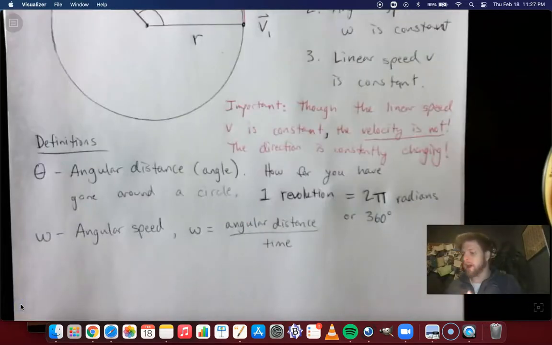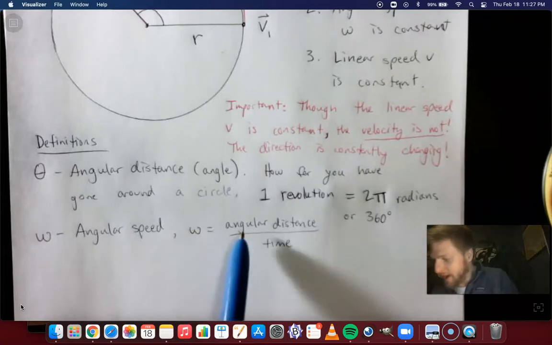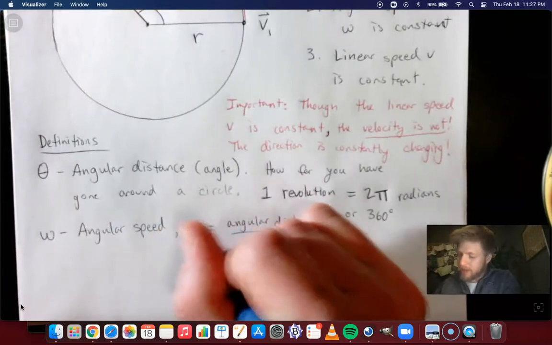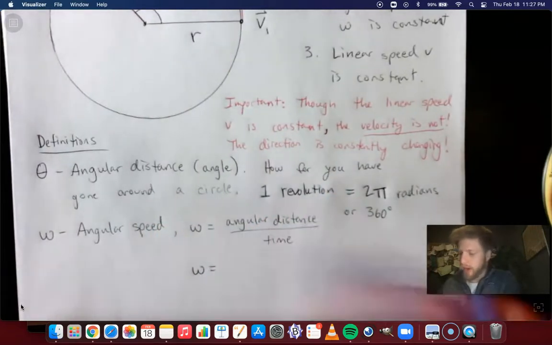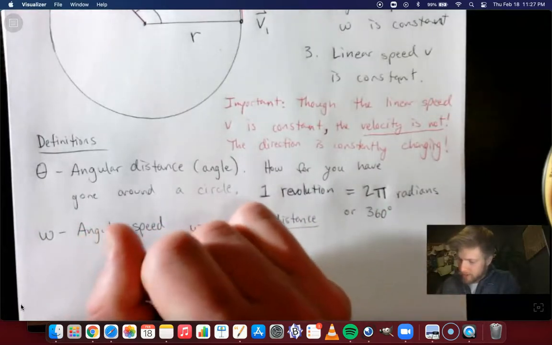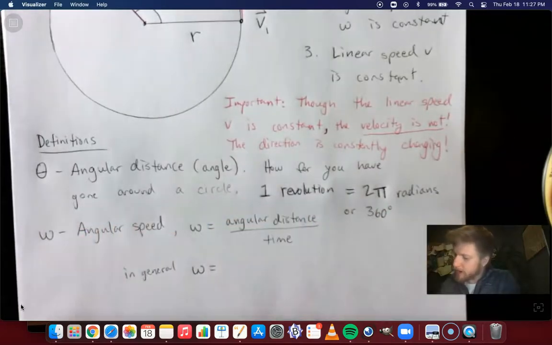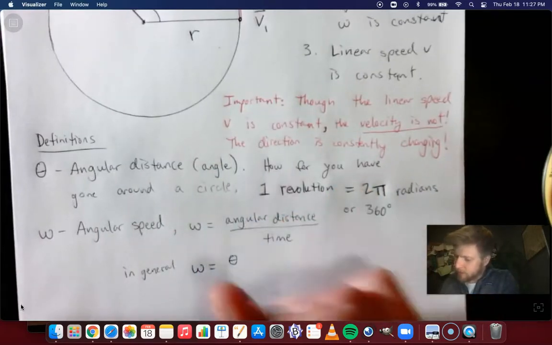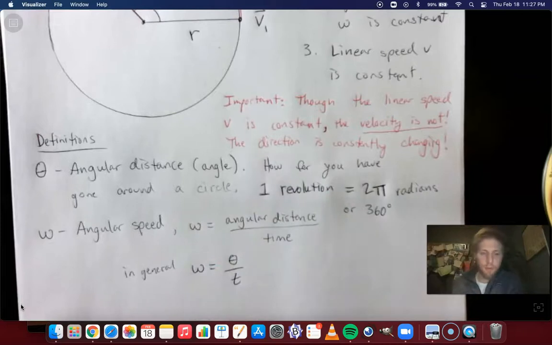So next you've got our friend omega. Remember that was angular speed. Just like linear velocity, regular old velocity, is distance over time, angular speed is just angular distance over time. Now, we like to write that in a sort of special way. So first we can say, in general, omega is theta, that's the angular distance, over little t for however much time you want.